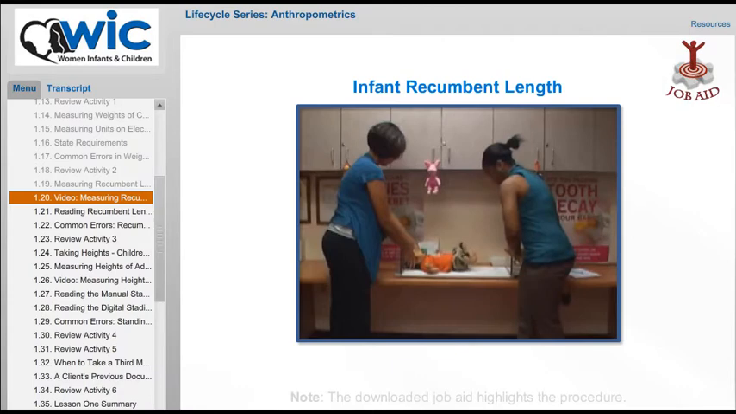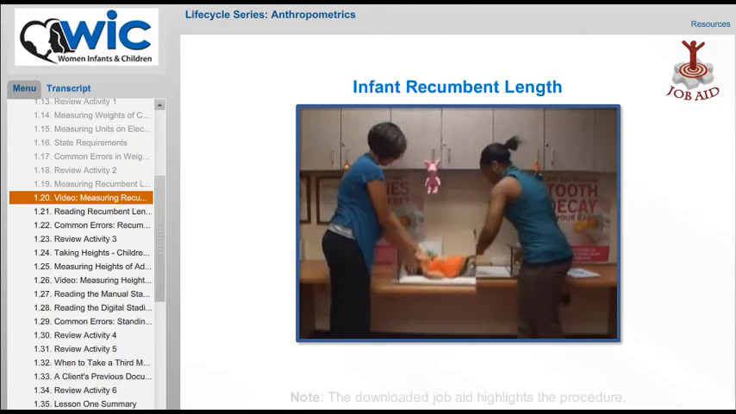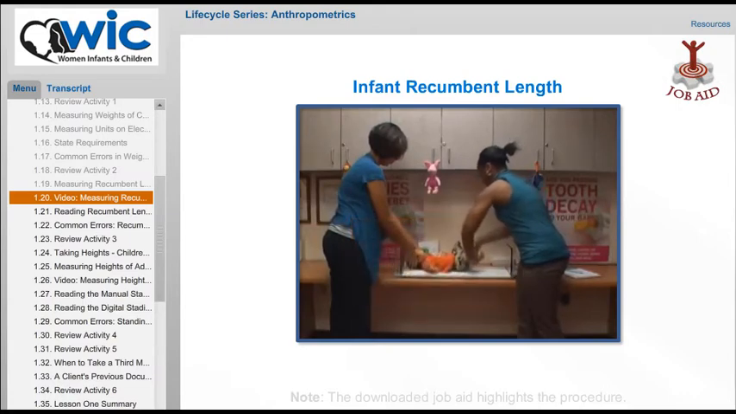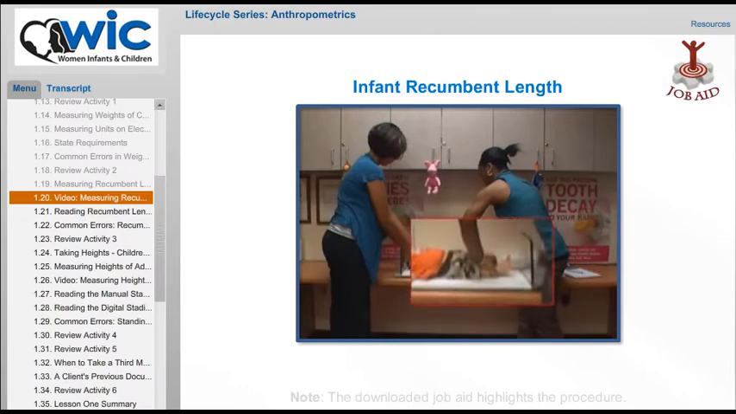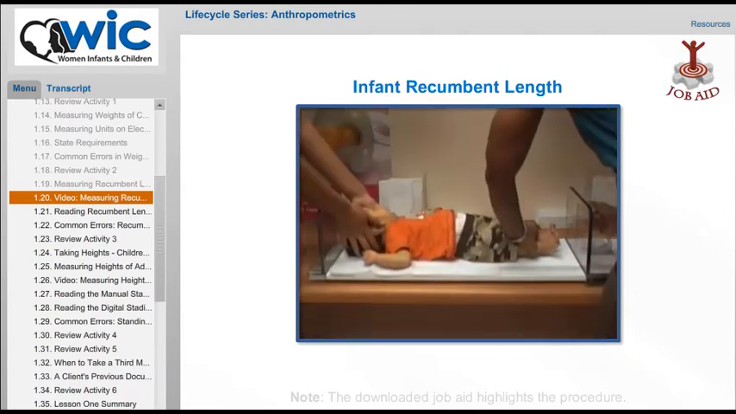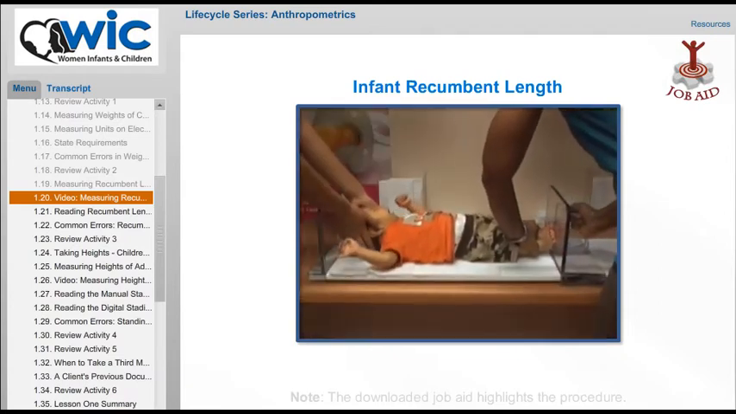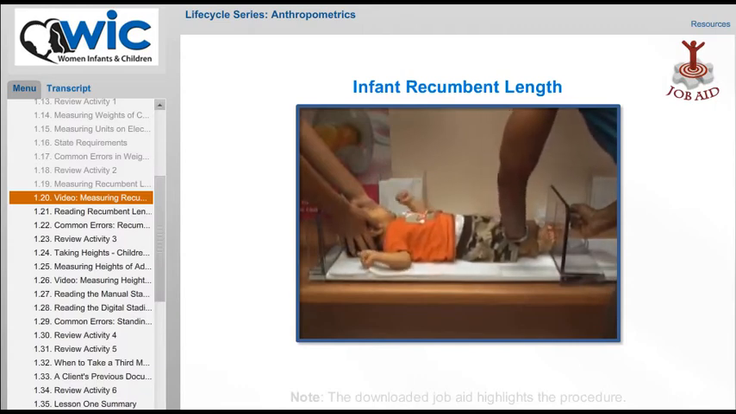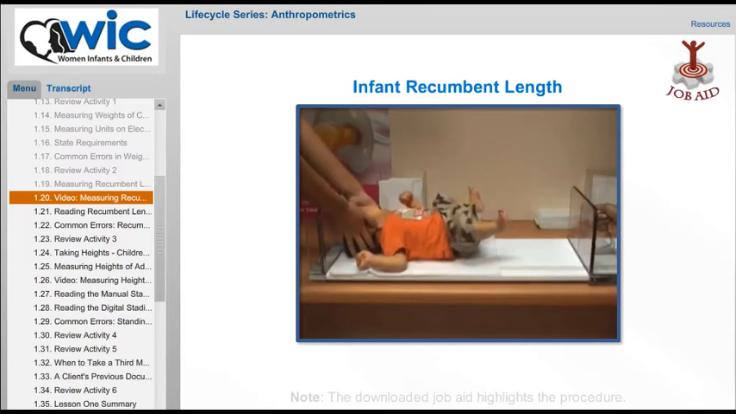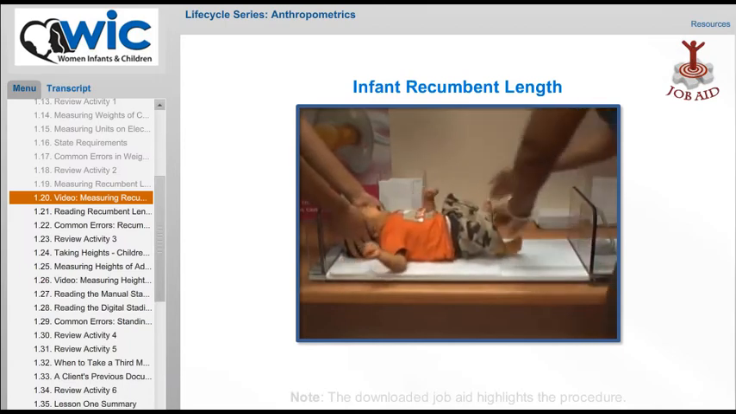The caregiver will then gently place the child flat on his back, then hold the child's head firmly against the headboard by gently cupping their hands over the child's ears. You can then bring the child's legs together by holding both of the child's ankles with one hand. Use your hand and arm to firmly but gently push down on the legs to straighten them out. Make sure the child's head is flat against the headboard and both legs are straight and feet are flat against the footboard, as this will ensure an accurate measurement.